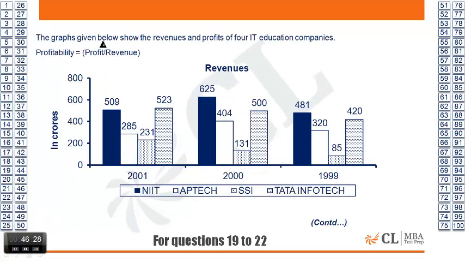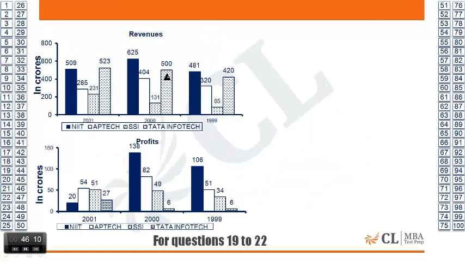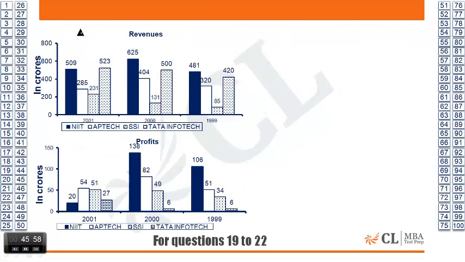So it is given. The graph is shown. IT companies, 46. Maximum 10 minutes for this DI. 35 minutes, 30 minutes for the second round of quant. How many companies are less profitable than the average profitability? Which year? 1999. Let's take 1999.